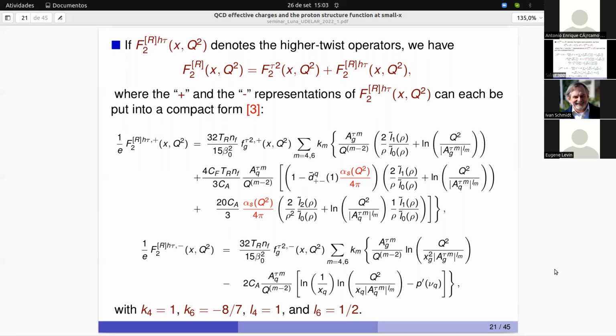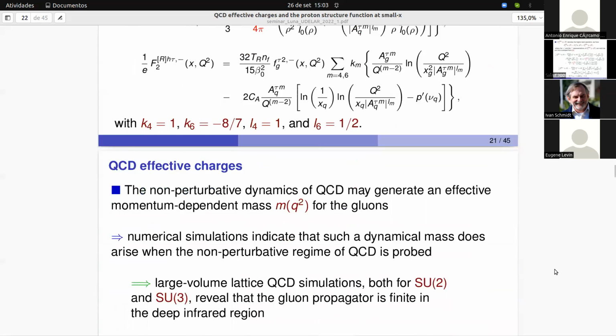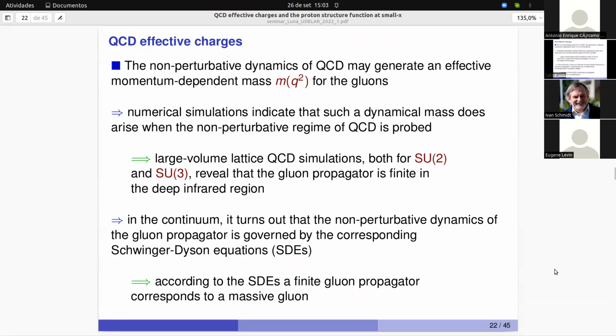So the idea is to replace this kind of coupling by the QCD effective charge. Here is a very fast introduction to the QCD effective charge. The first thing you have to know is that the non-perturbative dynamics of QCD may generate an effective momentum-dependent mass, and the name of this is dynamical mass. So today, this is a reality.